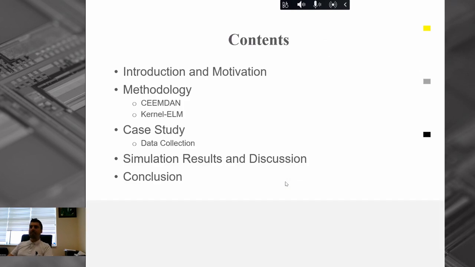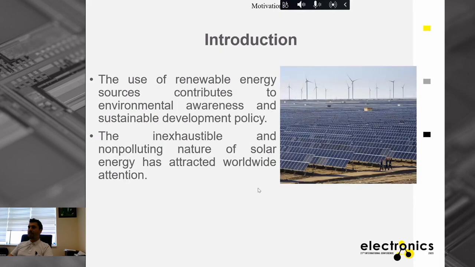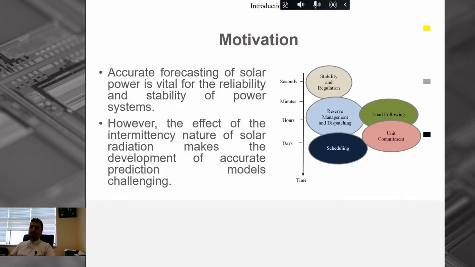My contents are introduction and motivation, then the methodology: CEEMDAN, the decomposition method, and then the forecasting method, the Kernel Extreme Learning Machine, followed by the case study, simulation results and discussion. Finally, I'm going to talk about the conclusion. The use of renewable energy sources contributes to environmental awareness and sustainable development policy. The inexhaustible and non-polluting nature of solar energy has attracted worldwide attention. Accurate forecasting of solar power plays a significant role in the reliability and stability of power systems. However, the intermittent nature of solar radiation makes the development of accurate prediction models challenging.